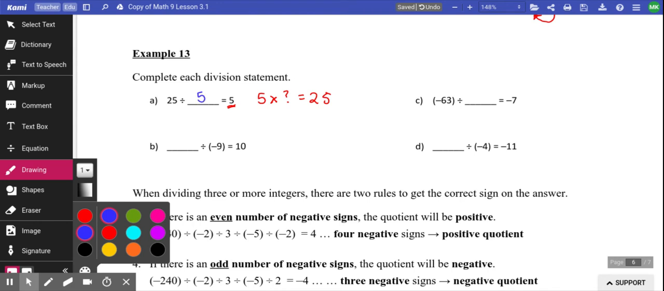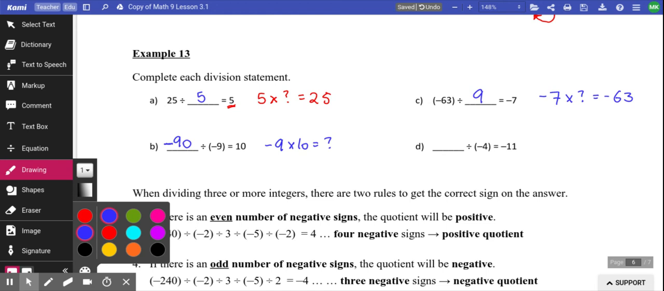So if I counted by 5s, it would give me 5. Something divided by negative 9 gives me positive 10. I know it's going to be a negative number because 2 negatives create a positive. And this would be negative 9 times 10, so that would be negative 90. This one would be negative 7 times something equals negative 63. That's positive 9.